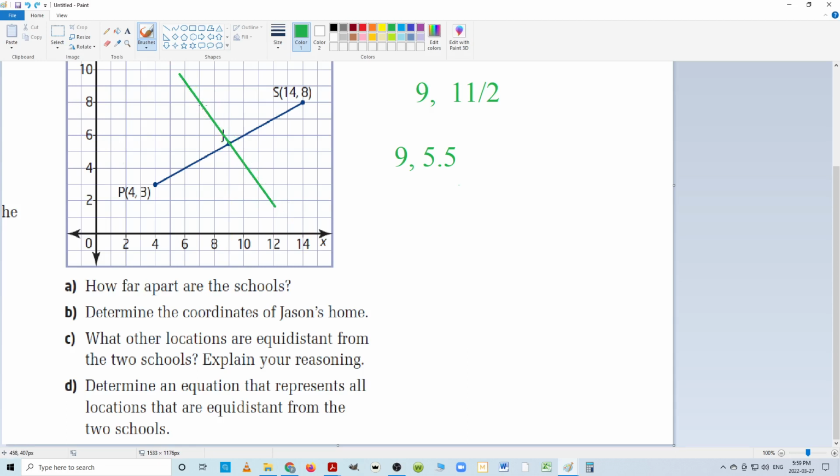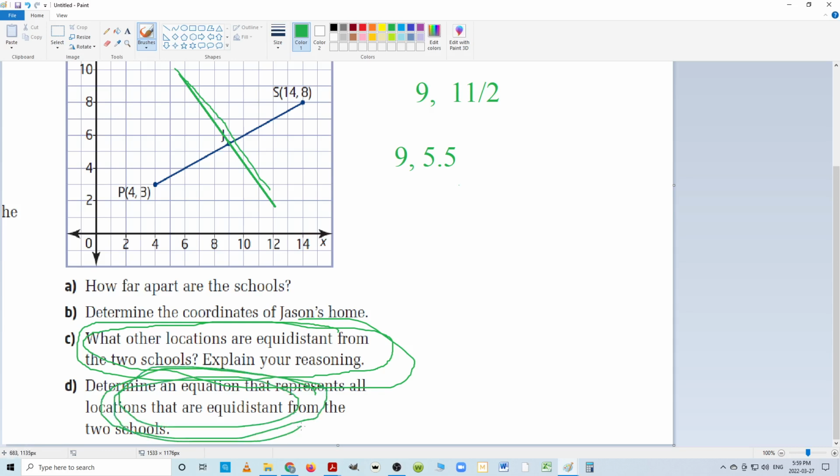Now you could guesstimate and just kind of guess, but there looks like you could answer any point along the bisector. But if they're looking for a specific point, we'd have to find the slope of this, find the slope of that, and then find the formula. And I don't think that's what they're looking for. Determine an equation that represents all locations. Oh yeah, so that is what they're looking for.